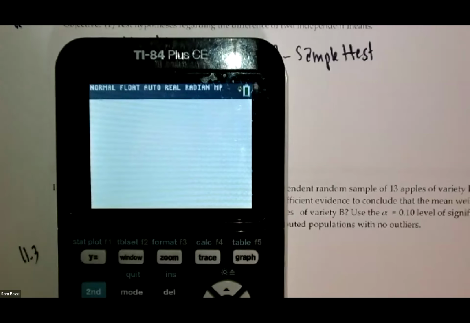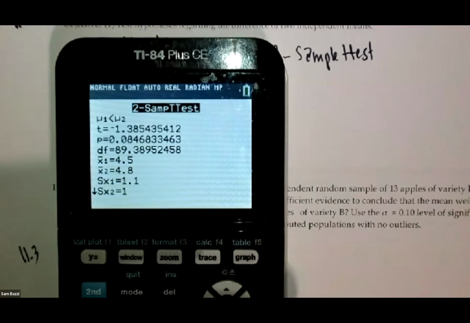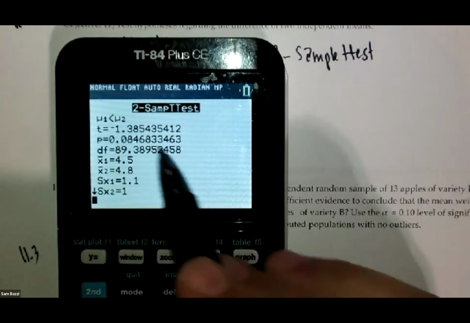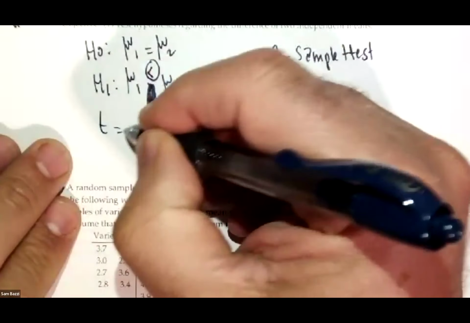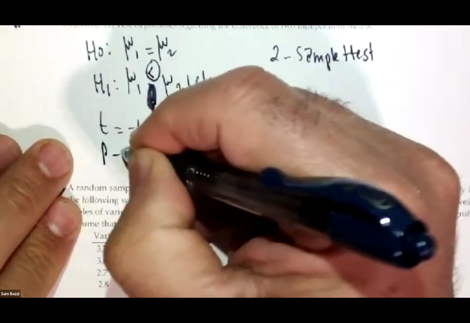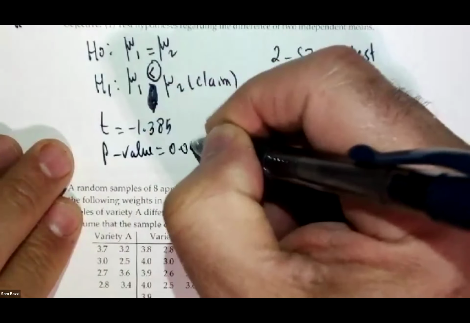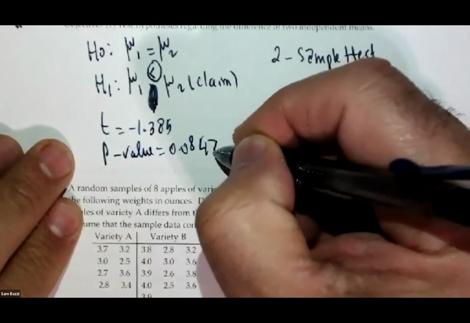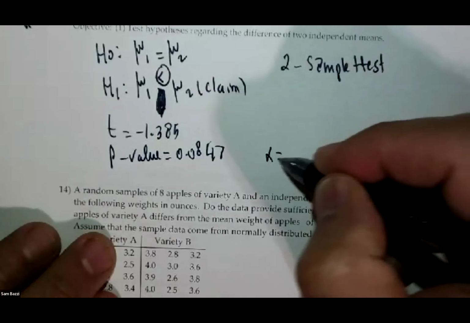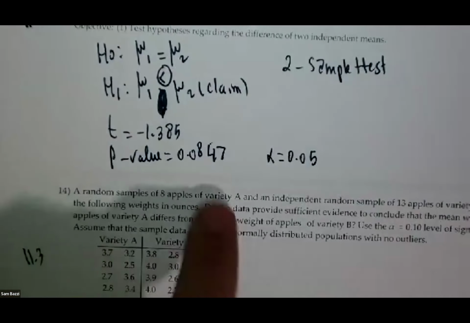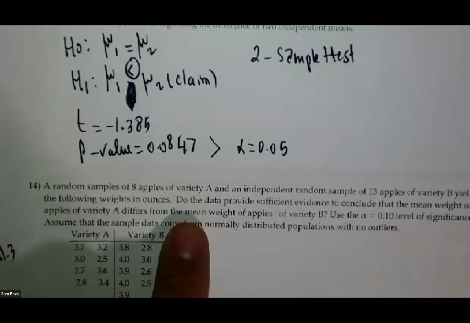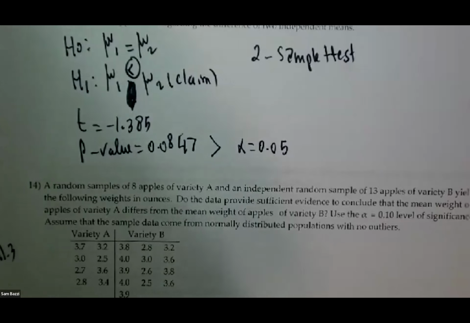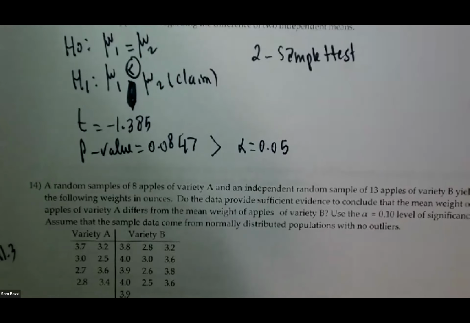Calculate. Okay, the test statistic, guys, is negative 1.385, and the p-value, look right here. I'm just going to copy them. 0.0847. Okay, compare it with alpha, guys. Now it's going to change. It's good now for H0. Do you guys agree with me that this p-value is bigger than alpha? So what's the decision this time? It's not rejecting H0. It's going to be fail to reject. Thank you.